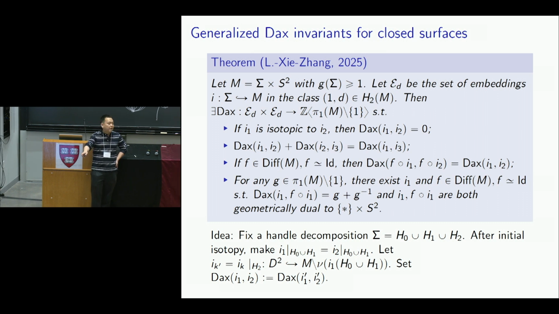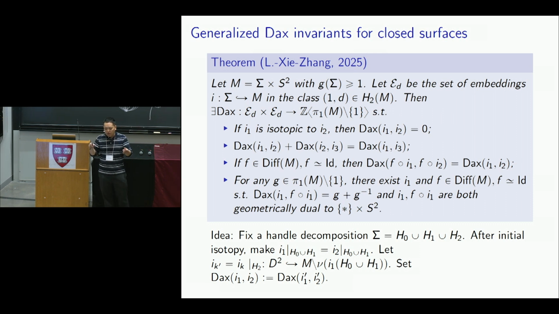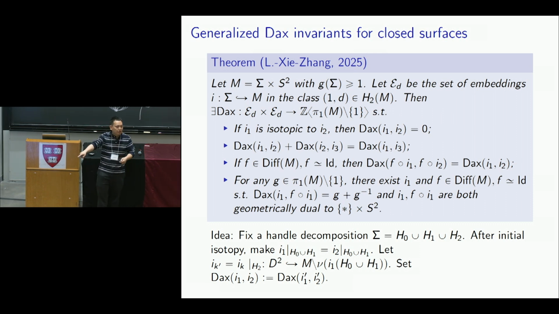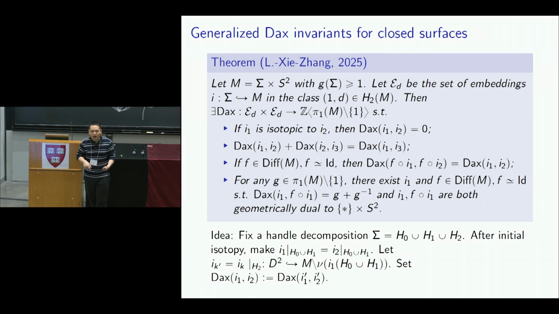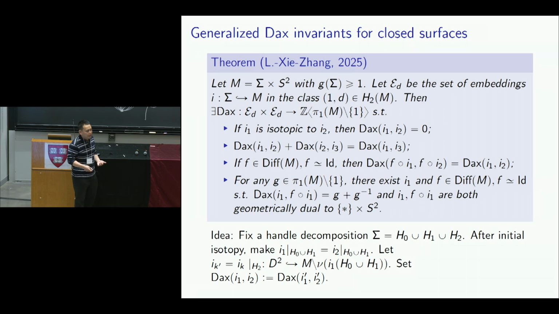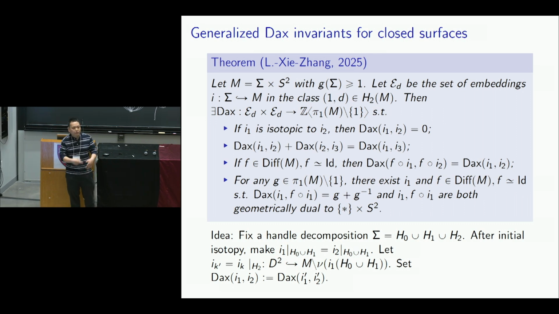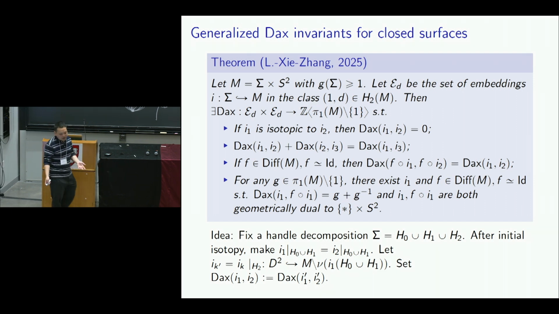So I1 prime and I2 prime may not be homotopic to each other if you choose a wrong isotopy. Okay, so that's the first thing. And the second thing is that the isotopy may not be unique. So we apply an isotopy so that the two embeddings coincide with each other on the 0 and the 1 handles. So the isotopy may not be unique. And if you choose a different isotopy, how do we guarantee that the result does not change, right?